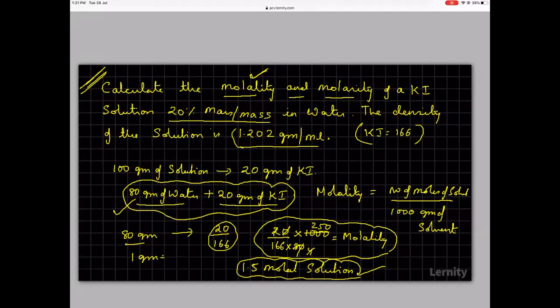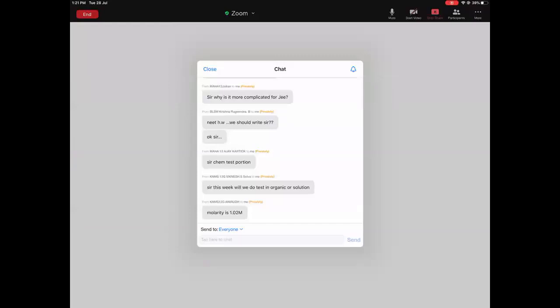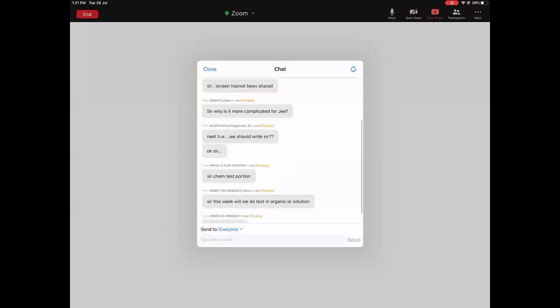Okay, so if this is understood, yeah. Inorganic, we will be doing physical chemistry this week test. I've already clarified.